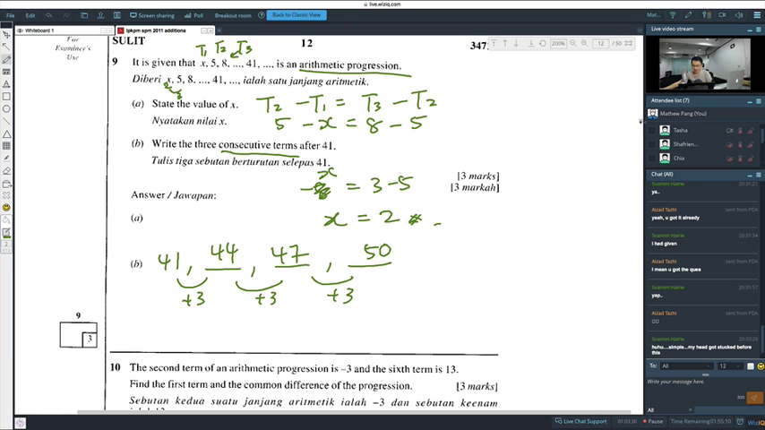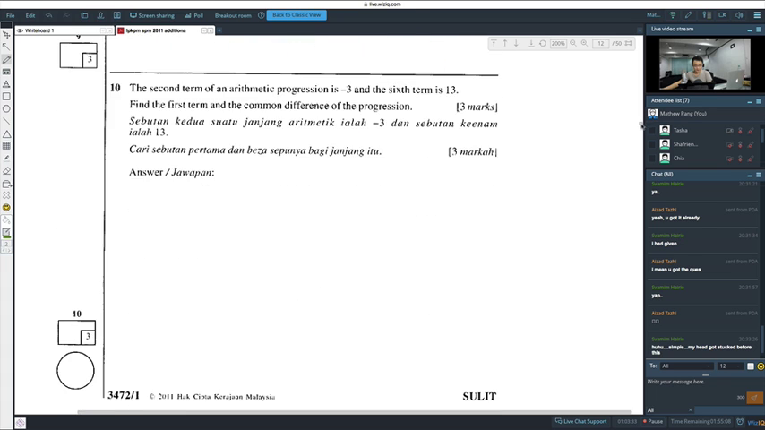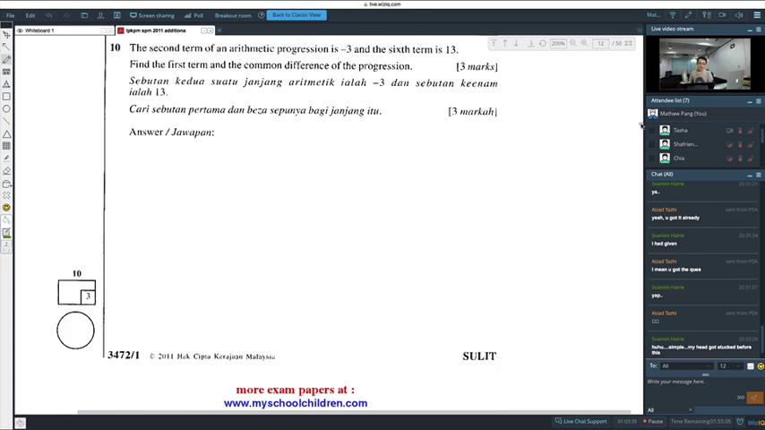Okay, so let me move on to the next one. Number 10. The second term of the arithmetic progression is negative 3 and the sixth term is 13. So I know T2 equals negative 3 and T6 equals 13. Find the first term and the common difference. That means the question wants to find A and D. A is called first term, D is called common difference. Of course I hope you understand the nth term formula for AP is A plus (n minus 1)D. So you just substitute in and do simultaneous equations.